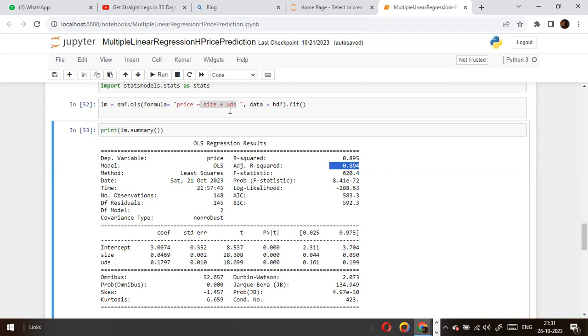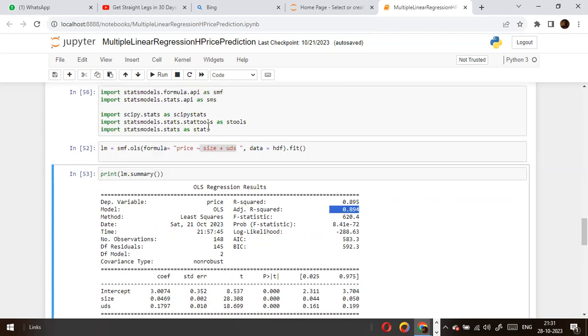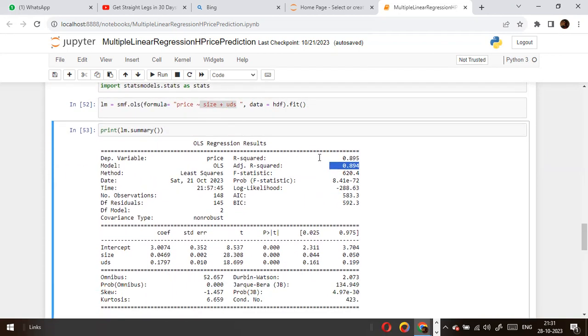As you add more independent variables, R squared blindly increases its value. Whereas adjusted R squared is not going to blindly increase or inflate the R squared value. Instead, it will penalize the features that are not helpful in predicting my dependent variable.